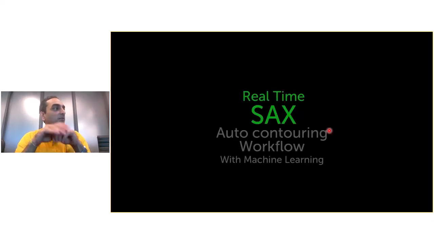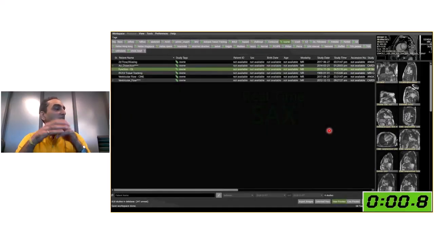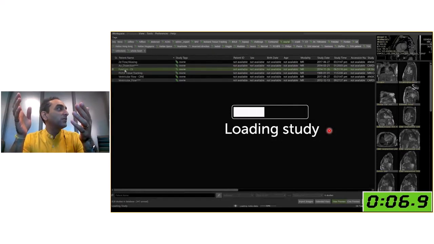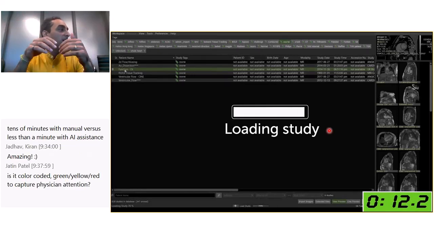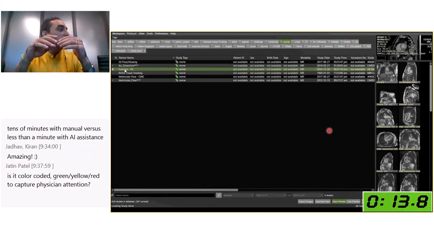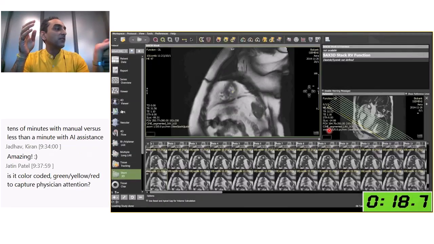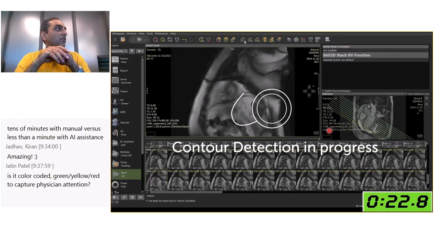Finally, I would like to end with this video where I show what our software is capable of doing with all of the AI tools in place. You're looking at the workflow using AI tools, starting from the image loading. The studies are being loaded and transferred from the server to the client. The clinician then opens the short 3D module and clicks one single button. As you can see, all the correct images have already been loaded into the module. After clicking this single button and waiting about 10, 12 seconds, the report is already generated.